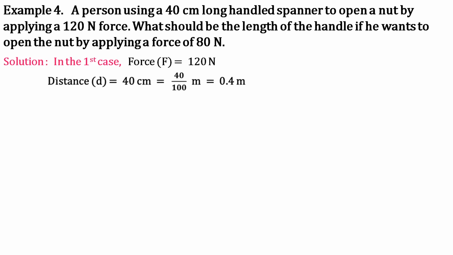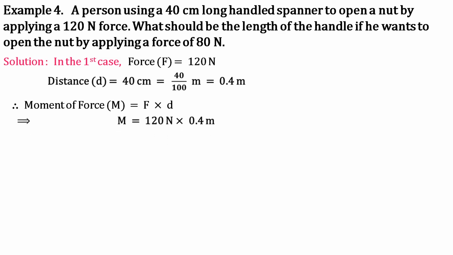So using F as 120 Newton, D is given as 40 centimeter. Again, we will convert it into meter by dividing by 100. It is 0.4 meter. And here we get the value of M as F into D. So 120 into 0.4 gives us 48 Newton meter. Now this value of moment of force will be used in the second part of the question.